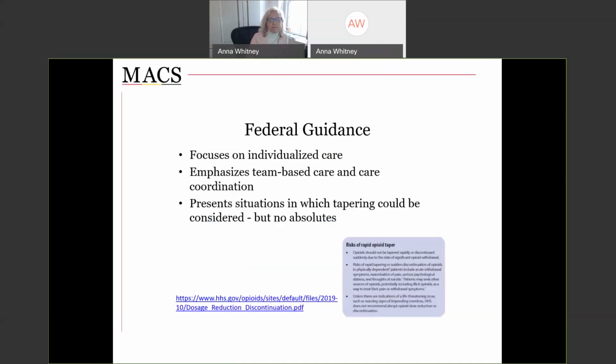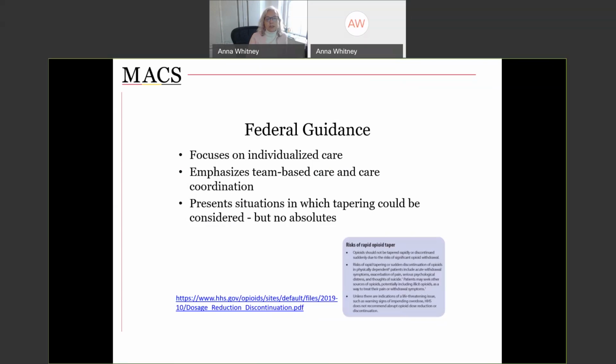So since the beginning of last year, in partnership between the CDC and SAMHSA, HHS has come out with some federal guidance and a number of different tools to really help providers now take on this complex yet not insurmountable task of really thinking about opioid tapering. In a nutshell, the guidance focuses on individualized care. Really, there are no standard protocols that are going to be able to effectively help manage this issue.